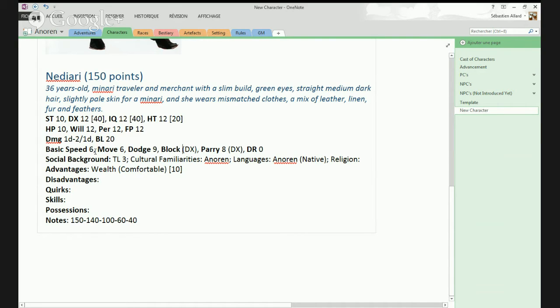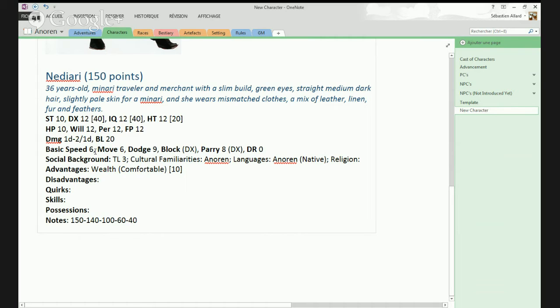Block is when she's using a shield. So most defense scores like block and parry are by default stat-based. Of course, if she learns a skill like shield or buckler, we would use this skill as the base for this stat.